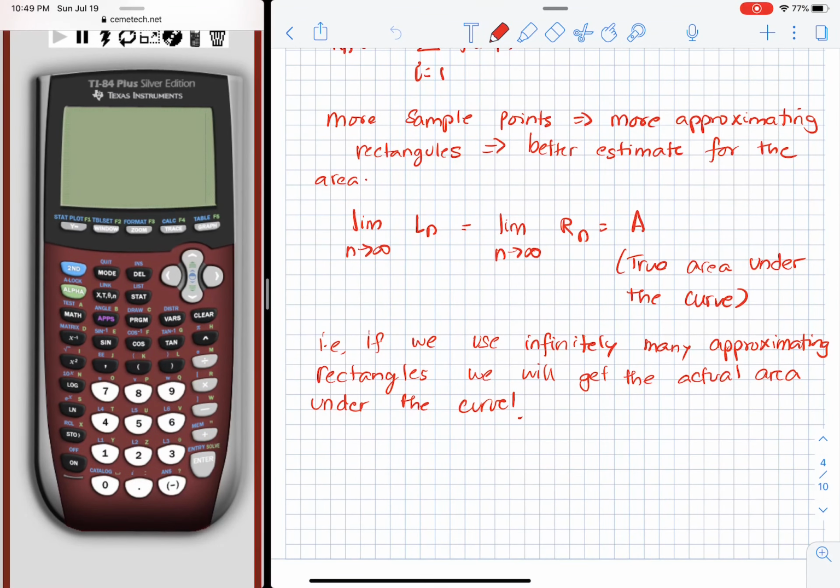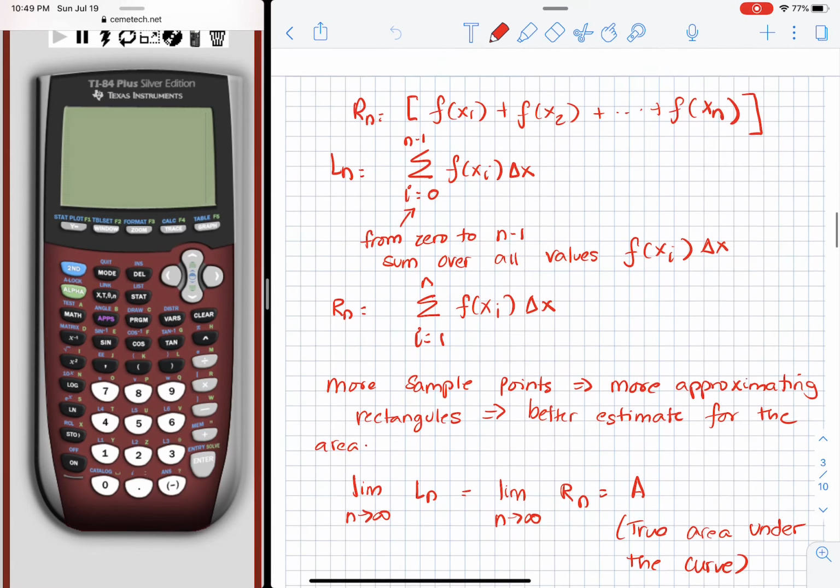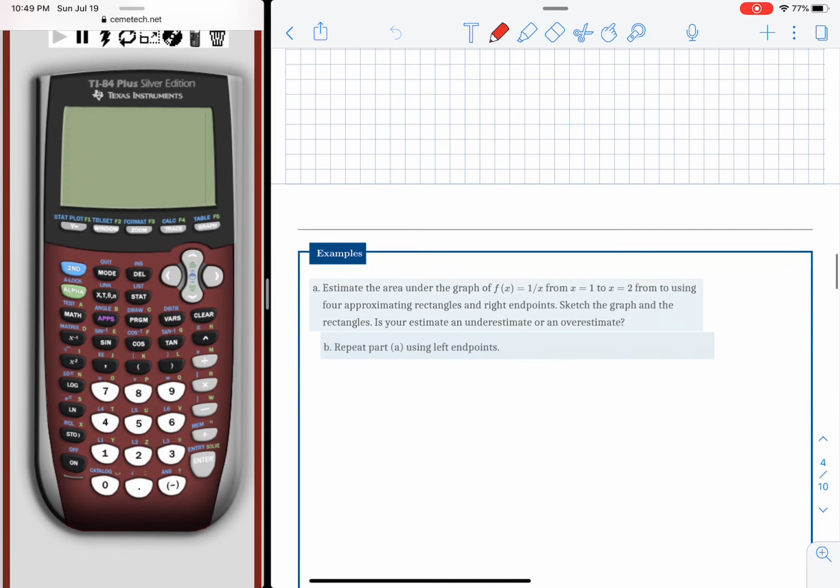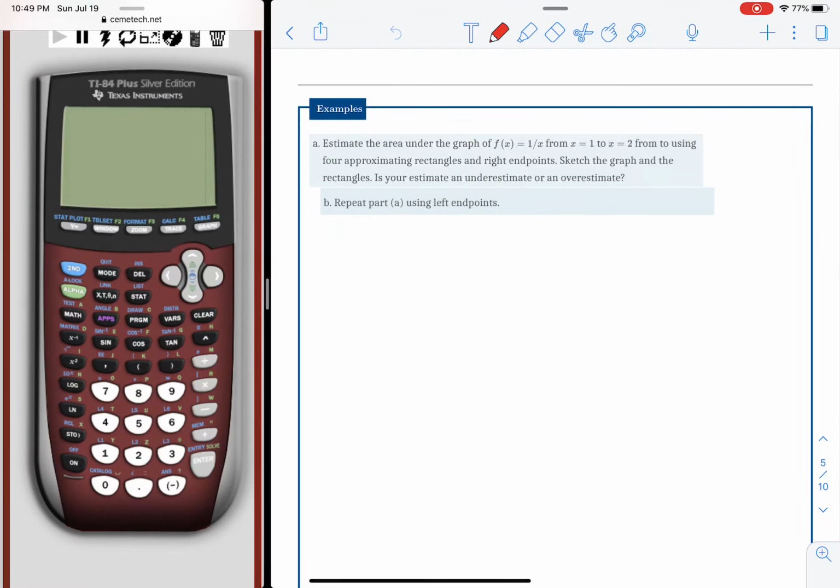So the more sample points we have, the more rectangles we are going to get, and eventually we will capture the true area. So when I do a problem, I'll do two different cases, and you can see how things would change. So here is a function. What we have is f of x is equal to 1 over x. And we start at 1 and we go all the way up to 2.